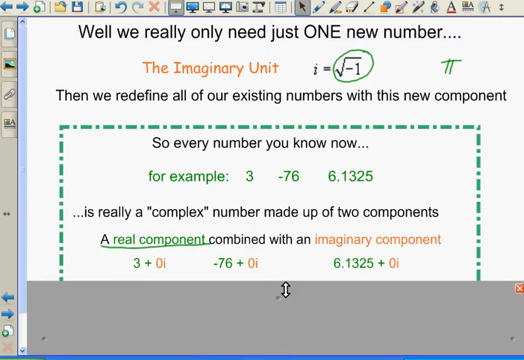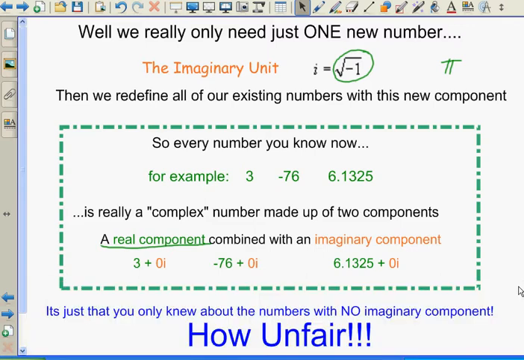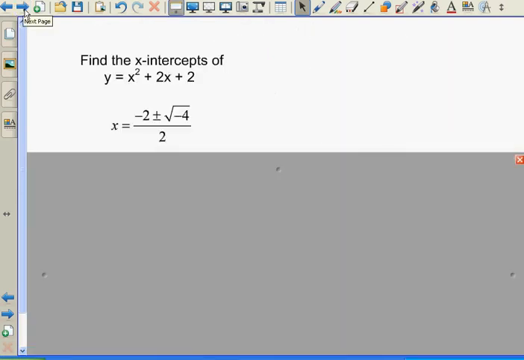So it's just that you only knew about the numbers with no imaginary components. And what we're going to talk about today are numbers that have real components and imaginary components. And you never knew about those. So it's kind of unfair that you only knew about the complex numbers that had real components only. So let's look back at that quadratic, where this is where we had stopped and we said no solution, right?